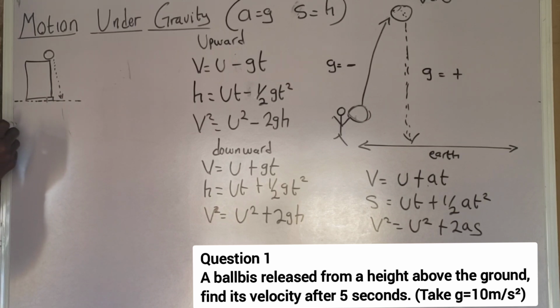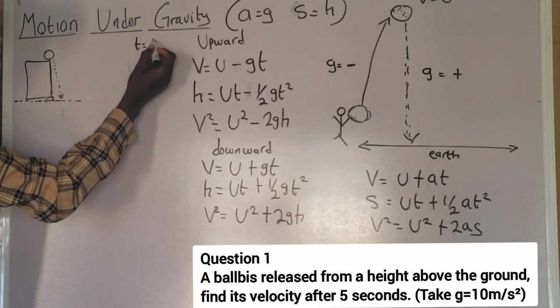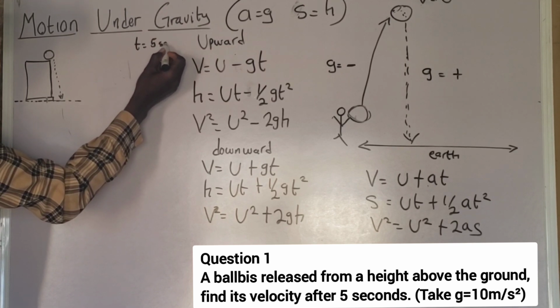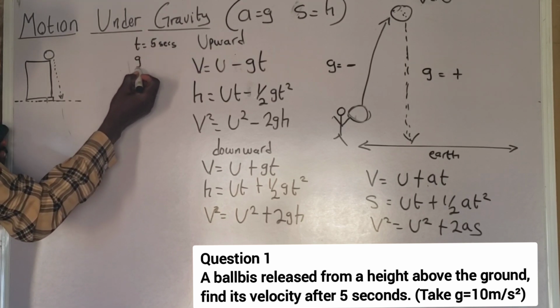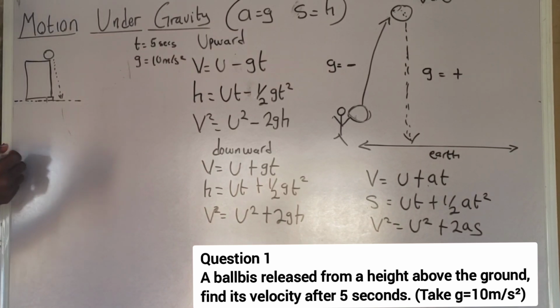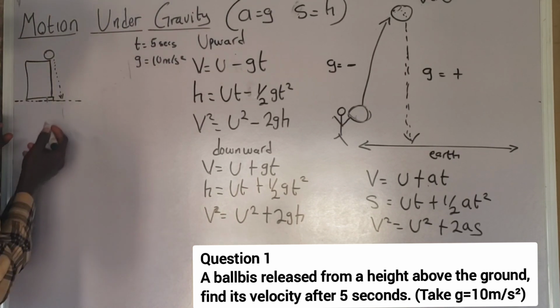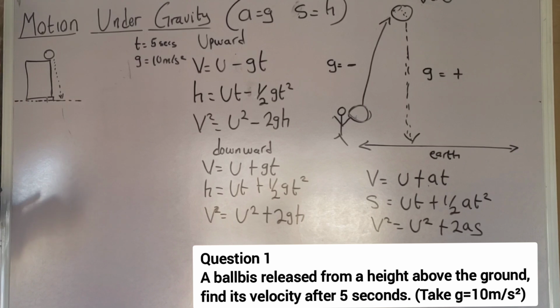Now, we are asked to find its velocity after 5 seconds. That means that t equals what? 5 seconds. And g equals what? 10 meters per second squared. Acceleration due to gravity is what we call g. Now, how do we calculate the velocity of this object?